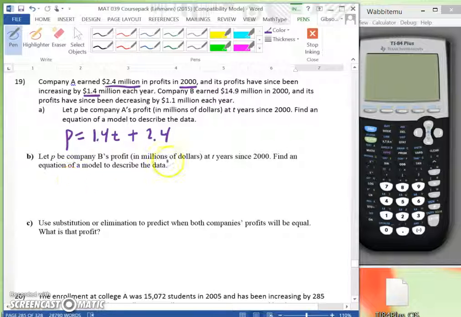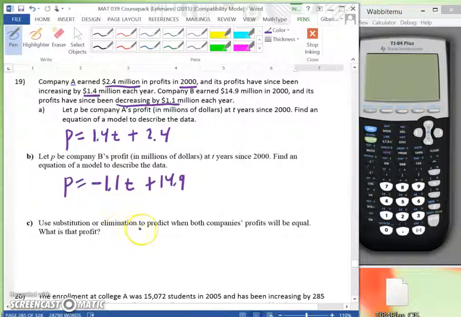Now we come here to B. Basically, B wants you to give the equation for company B. So it'll be P is equal to. Now if you notice here, they have a decline, it's decreasing by 1.1 million. So it'll be a negative 1.1 T. And then it started off in 2000 with 14.9 million. So it'll be plus 14.9. So now we have the equations for company A and company B.